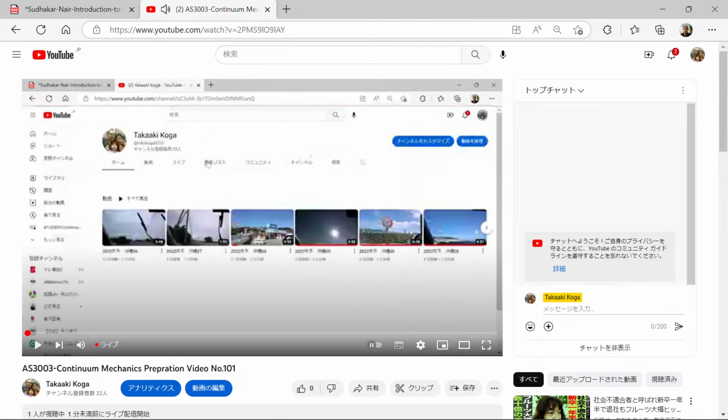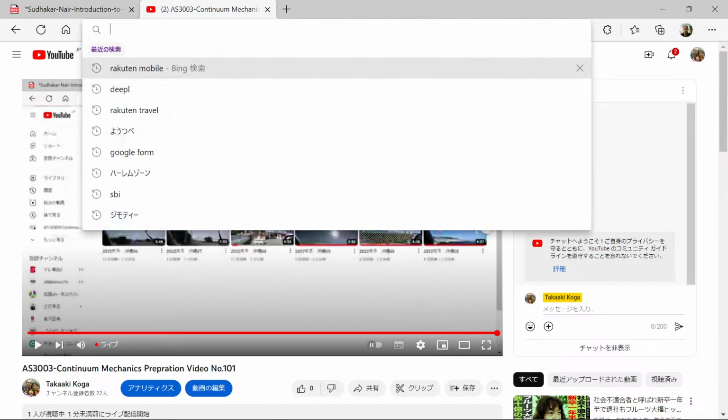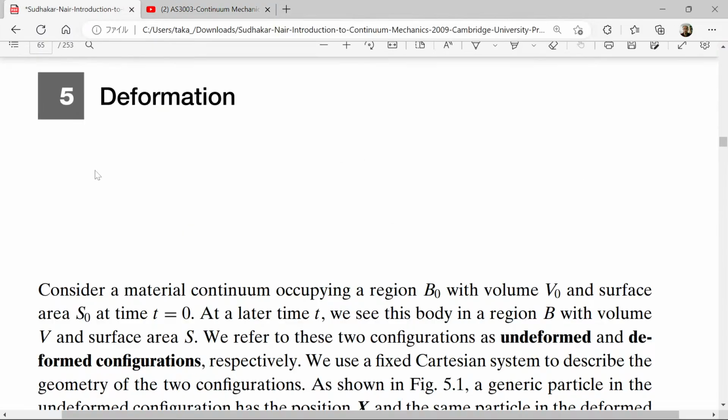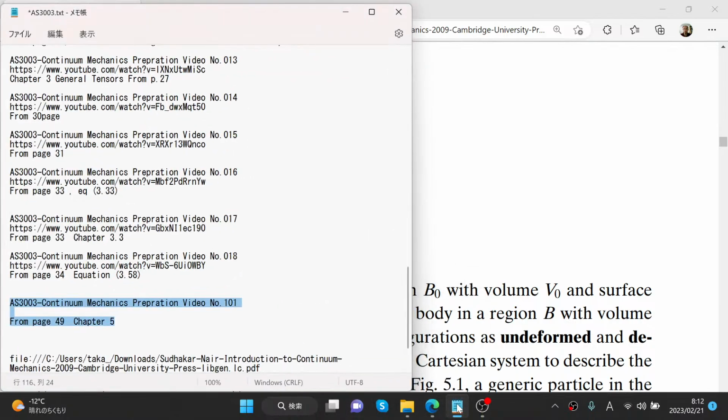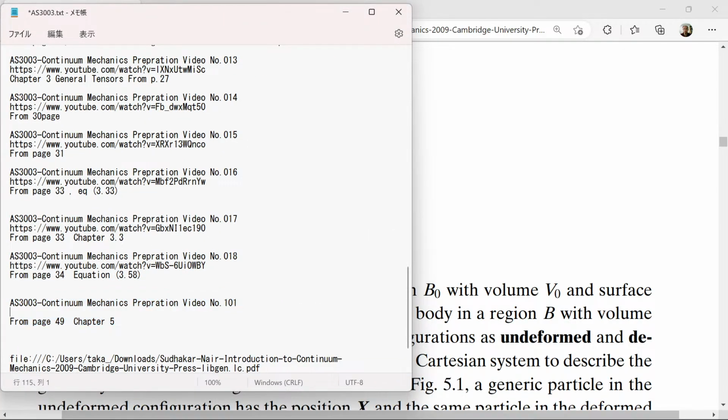So today I skip chapter 3 and chapter 4. Then we are at chapter 5. Okay, so we go from chapter 5.